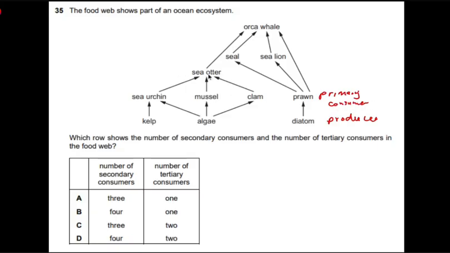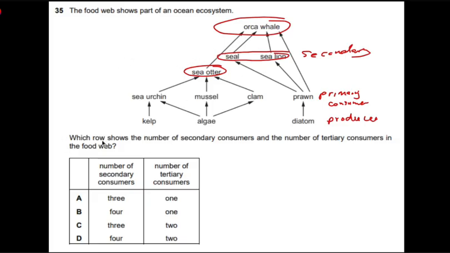Then we also have the sea otter. The sea otter is called a secondary consumer. Apart from the sea otter, we also have the seal and the sea lion. These are also called secondary consumers. So that is one thing you need to understand here. Then lastly we have the tertiary consumer, which is the orca.